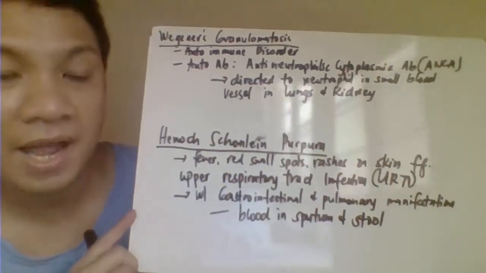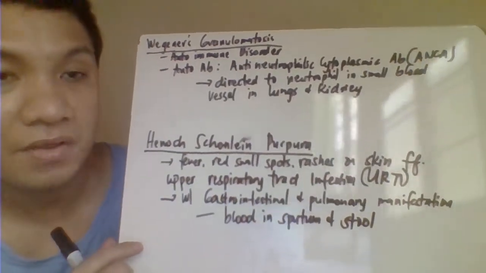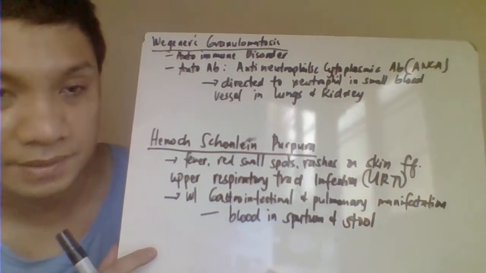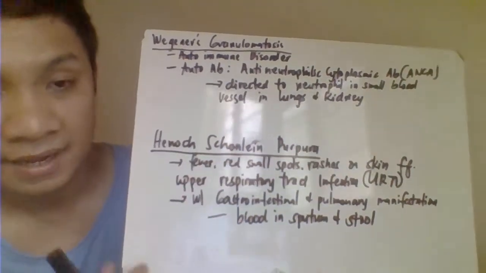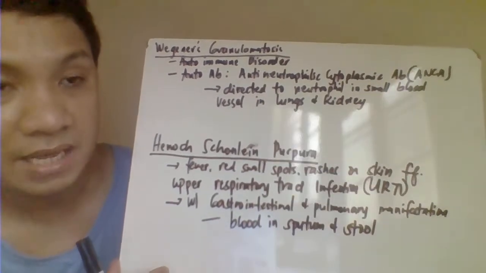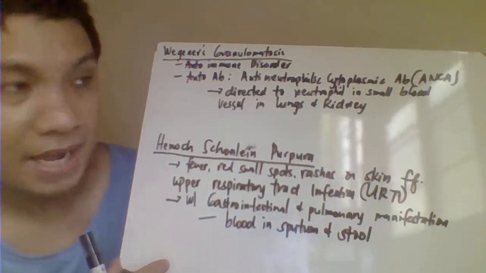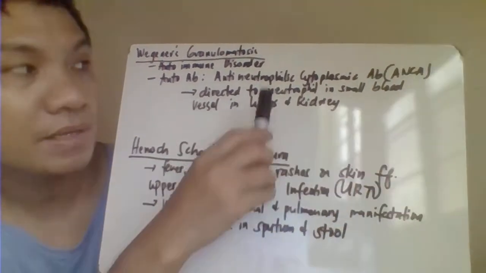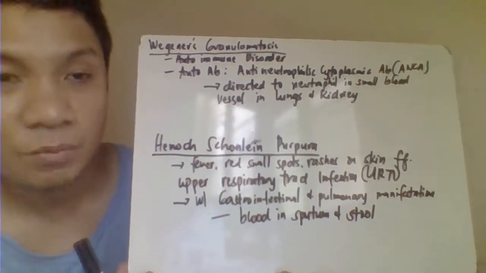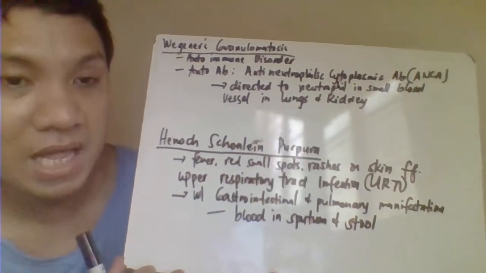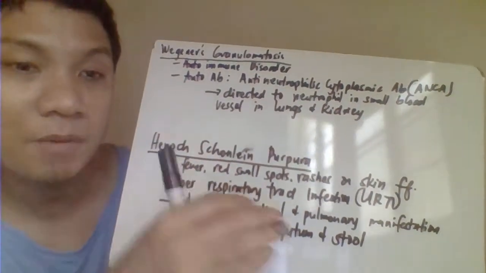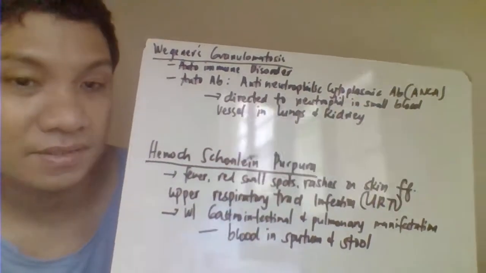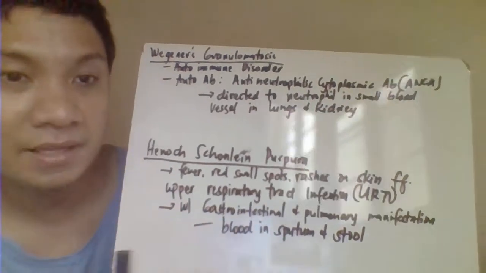Okay, another one na autoimmune disorder, we have here your Wegener granulomatosis. Again, this one produces an autoantibody in the form of your ANCA. ANCA stands for anti-neutrophilic cytoplasmic antibody. So that one is from the words of anti-neutrophilic. That one is directed towards your neutrophil found in your small blood vessels in your kidney glomerulus and also in your lungs. So pareho sila ng activity.